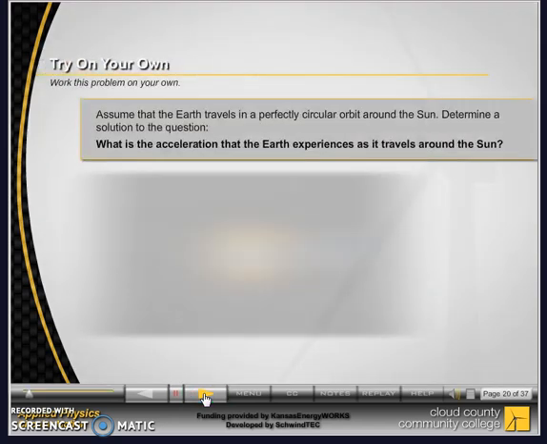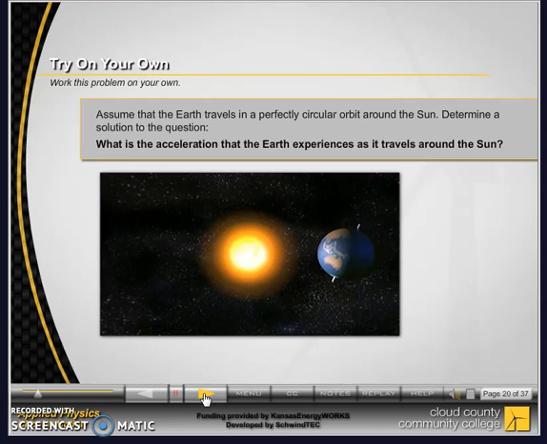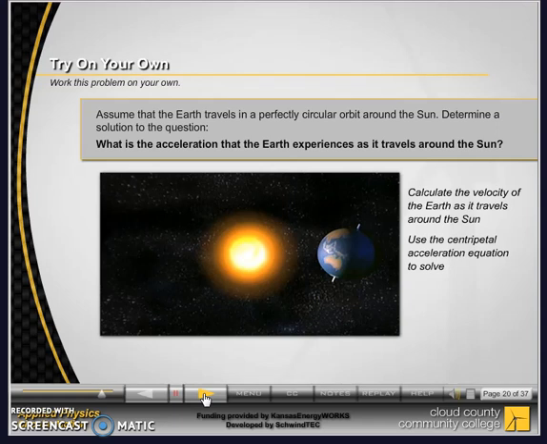Assume that the Earth travels in a perfectly circular orbit around the Sun. Determine a solution to the question of what is the acceleration that the Earth experiences as it travels around the Sun. Once you have calculated the velocity of the Earth as it travels around the Sun, you can use the centripetal acceleration equation to solve this problem.